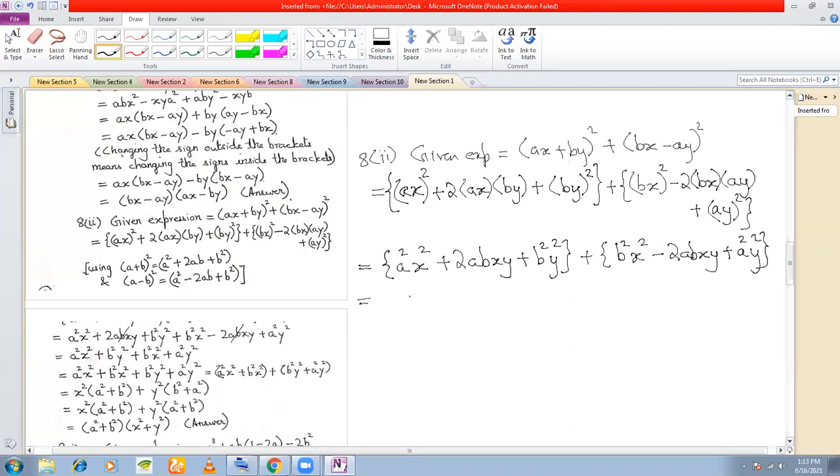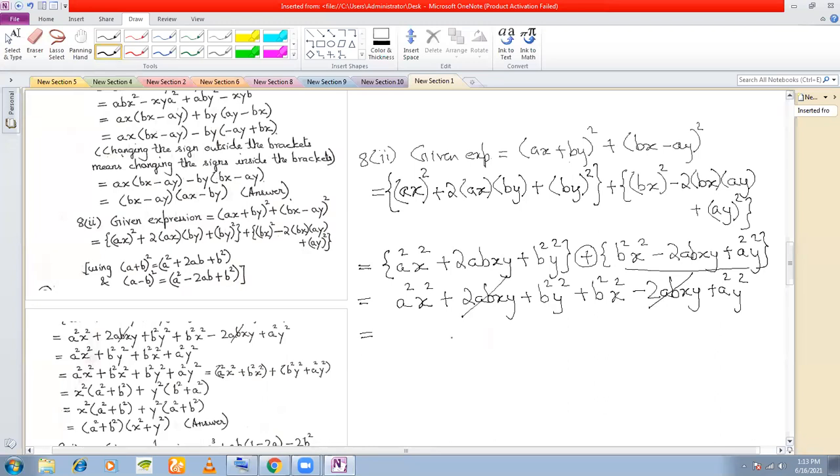Now you open the brackets. No sign will change because you have a plus sign here. So in the second part, all signs will remain the same. A square x square plus twice abxy plus b square y square plus b square x square minus 2abxy plus a square y square. So what happens? Plus 2abxy minus 2abxy will cancel. You're only left with these four. 1, 2, 3, and 4. There are four terms.